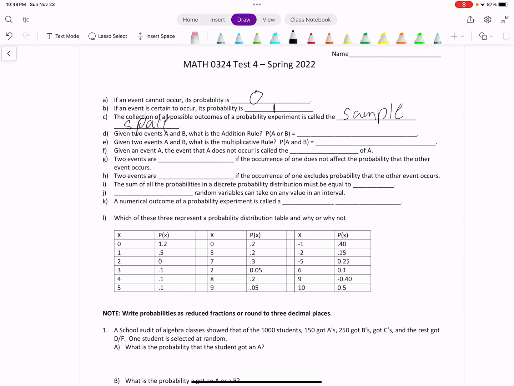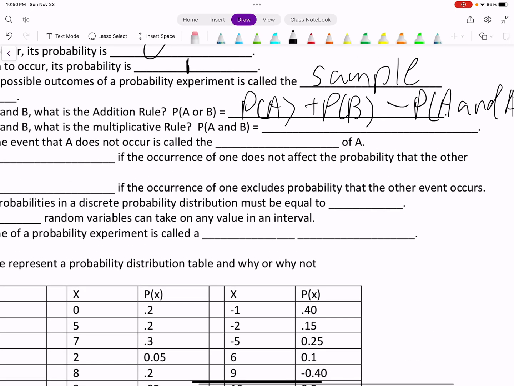Okay, given two events, A and B, what is the additive rule? Additive rule is probability of A plus probability of B minus the probability of the overlap, A and B. Okay, given two events, A and B, what is the multiplicative rule? Probability of A and B is probability of A times probability of B given that A has occurred.